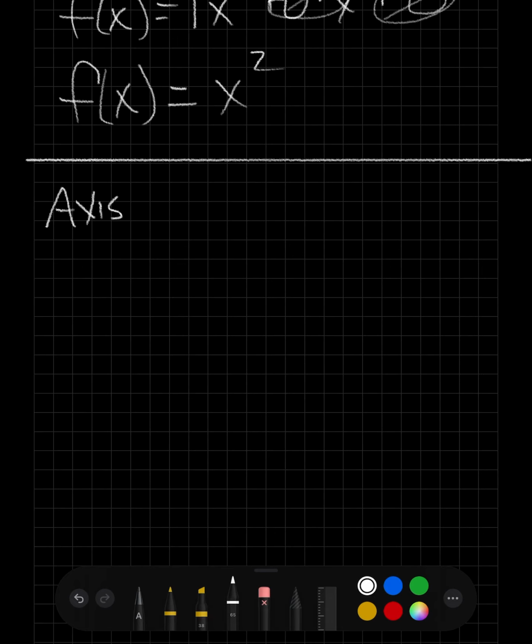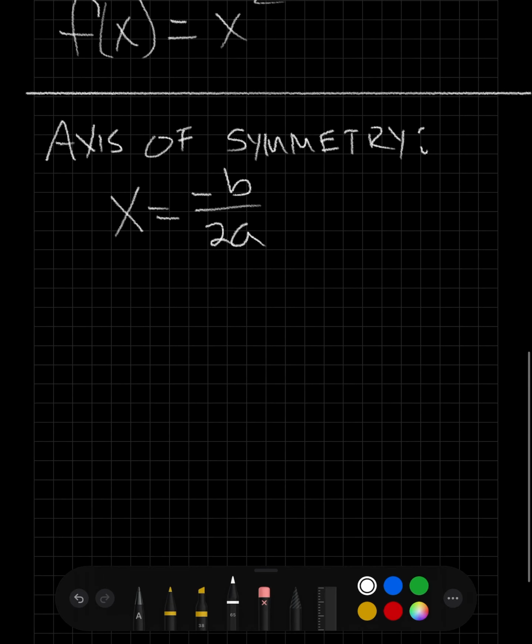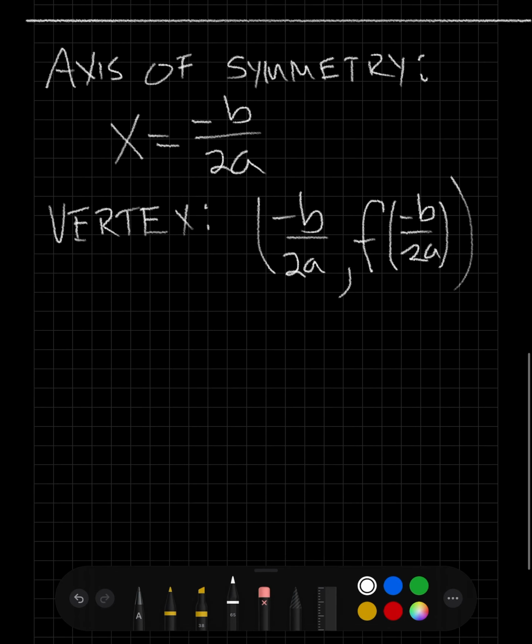You need to know that the axis of symmetry is given by x is equal to negative b divided by 2a. The equation of a vertical line going through this point. And you need to know that I'm going to find the vertex of my parabola. The x-coordinate is going to be that negative b over 2a value. And then when I want to get the y value, I'm just going to plug that into my function to get my y value. This will be the equation of the vertex.